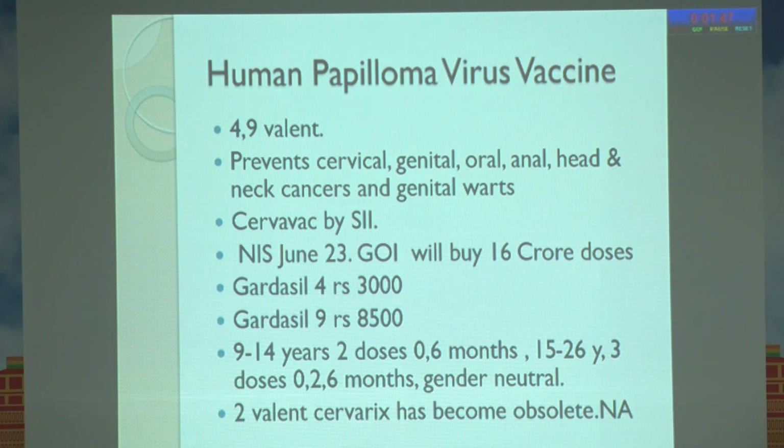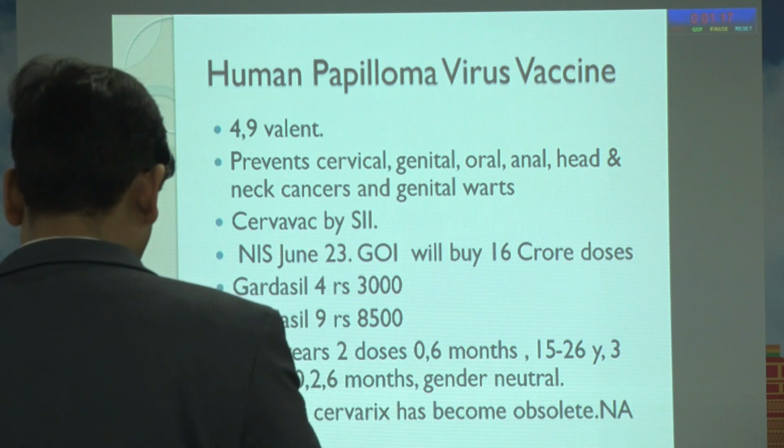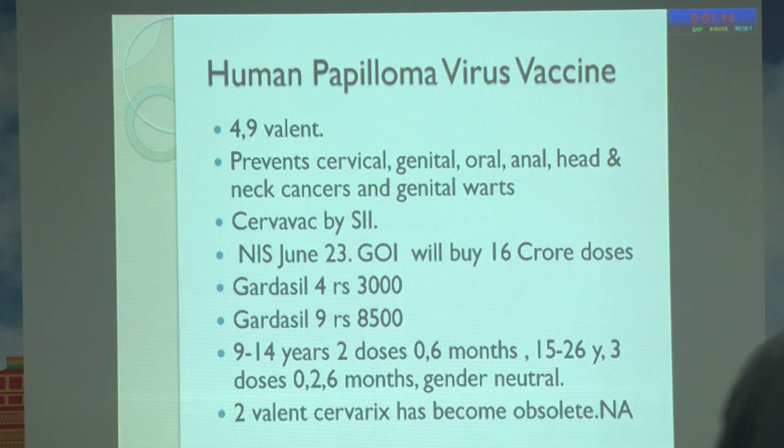Human papilloma virus vaccine. There are 2 different types of vaccine, 4-valent and 9-valent. This prevents cervical, genital, oral, anal, head and neck cancers and genital warts. Recently, Cervavac vaccine has been developed by Serum Institute of India, and this will be available in the National Immunization Schedule this year. The Government of India is buying 16 crore vaccines. At present, Gardasil 4 costs 3,000 rupees, while Gardasil 9 costs 8,500, after the reduced price following the introduction of Cervavac. For ages 9 to 14 years, 2 doses, and above that, 15 to 26 years, 3 doses. The 2-valent vaccine which was being used has become obsolete now.